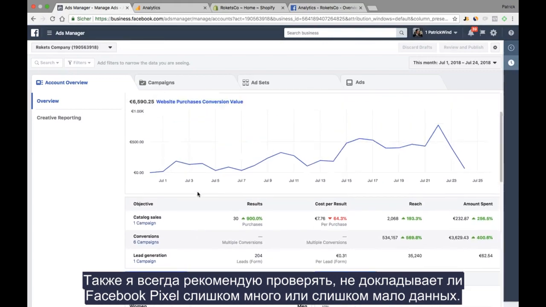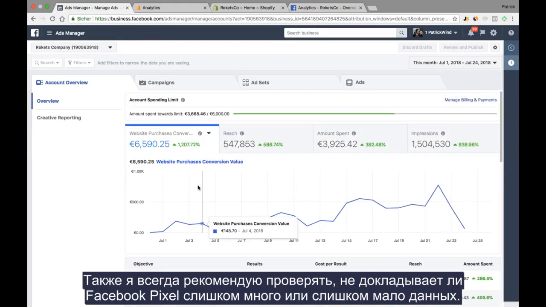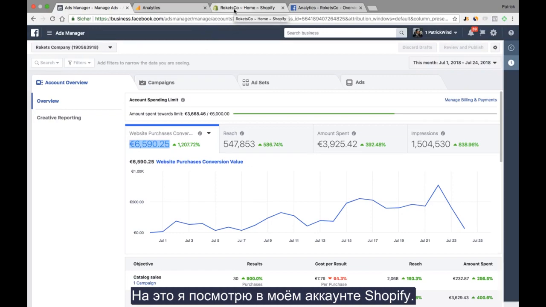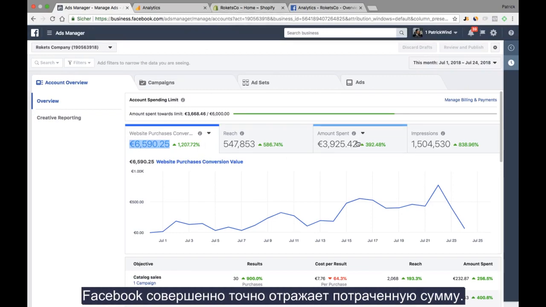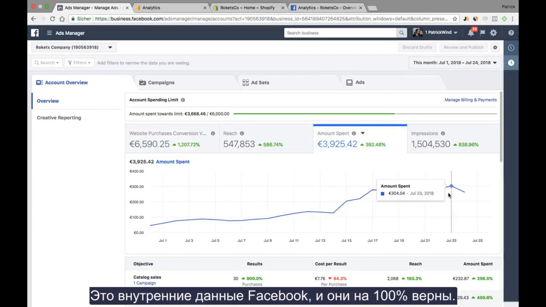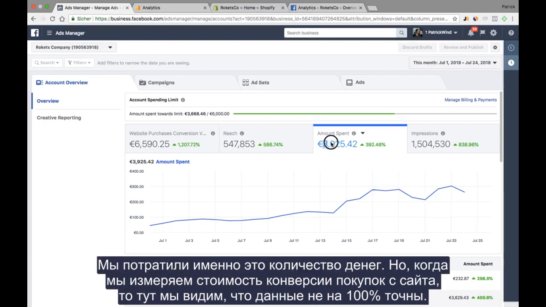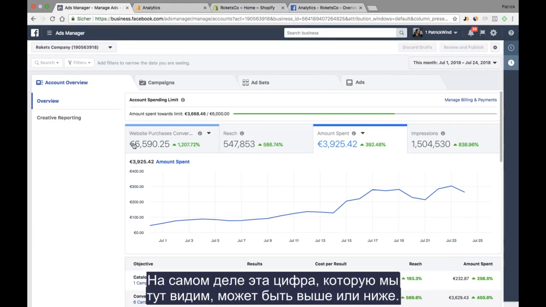Another thing that I always recommend to double check is if the Facebook pixel is actually over-reporting or under-reporting. So that's something that I would take a look at on my Shopify page. Facebook is definitely 100% right on the amount spent. So this is Facebook internal data and they are 100% sure that we have spent exactly this amount of money. But when it comes to the measurement of the website purchase conversion value, that is something that is not 100% clean, okay? So it could always be that this number in reality on our Shopify page is actually lower or even higher.